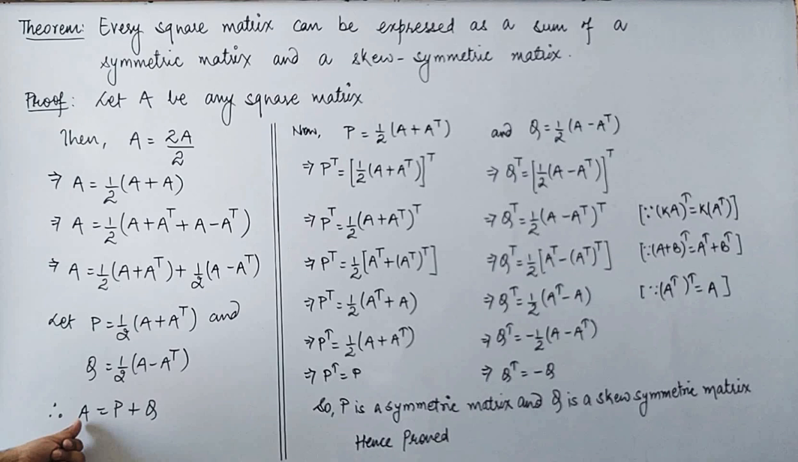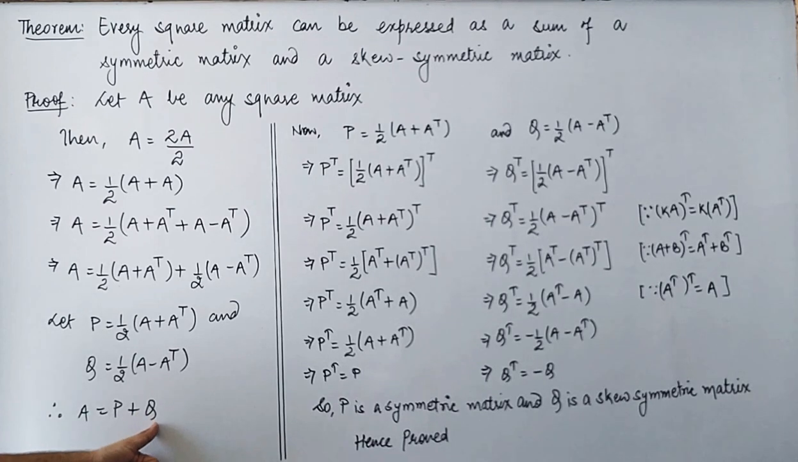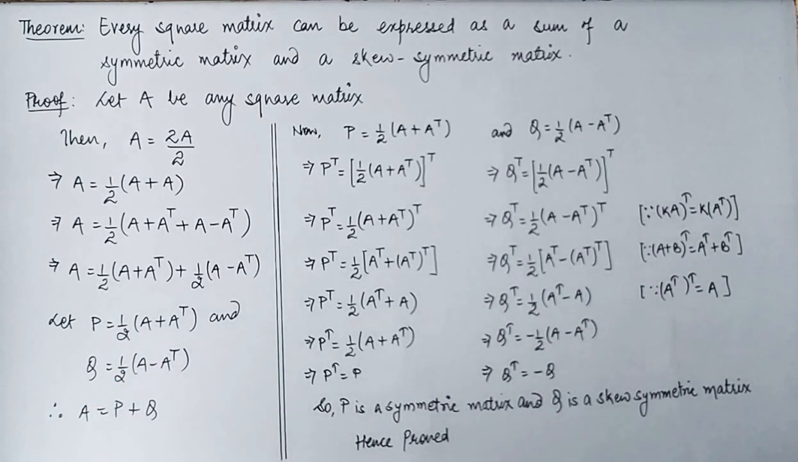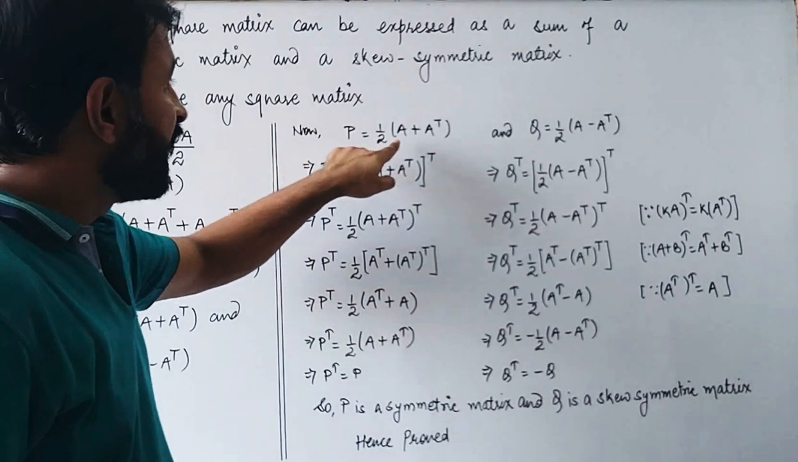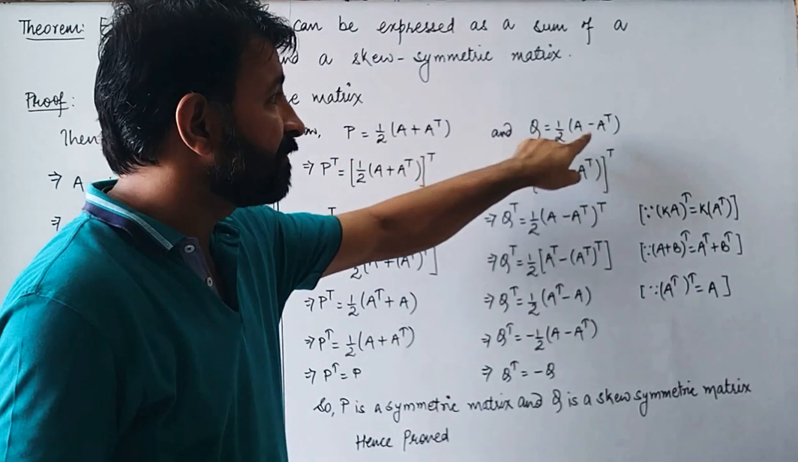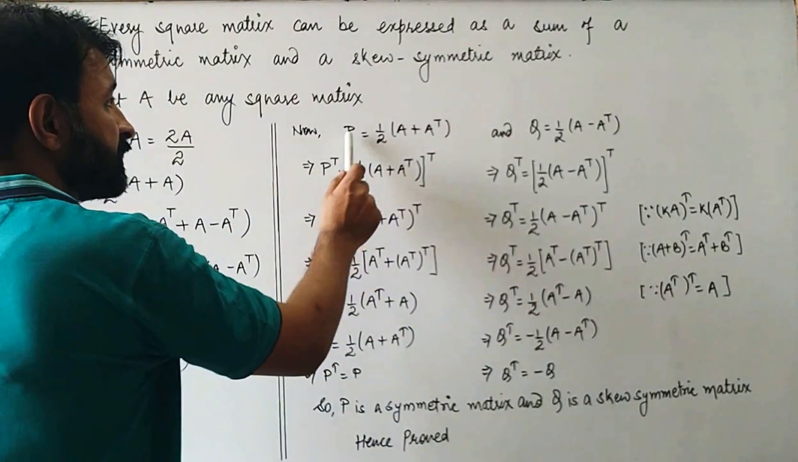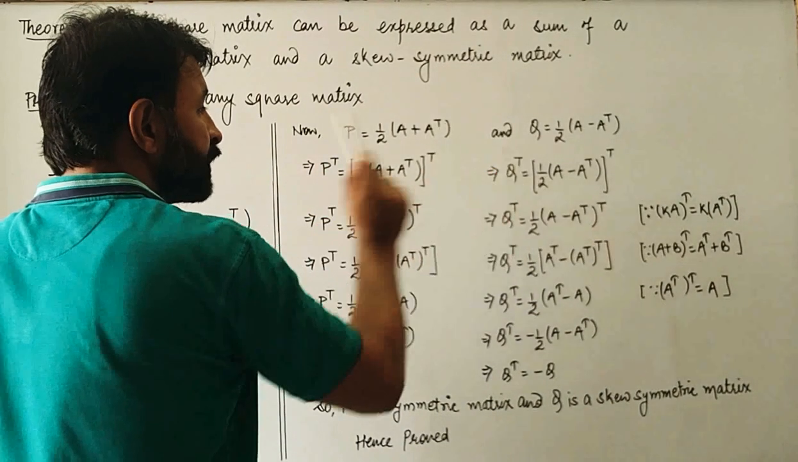Therefore, this matrix A is expressed as the sum of two matrices, and the first is P matrix and the another one is Q matrix. It means we have expressed this matrix A as the sum of two matrices. The one is half A plus A transpose and the other one is half A minus A transpose. Now, P is half A plus A transpose and Q is half A minus A transpose. We will transpose both the matrices. That is, we'll find P transpose and Q transpose.